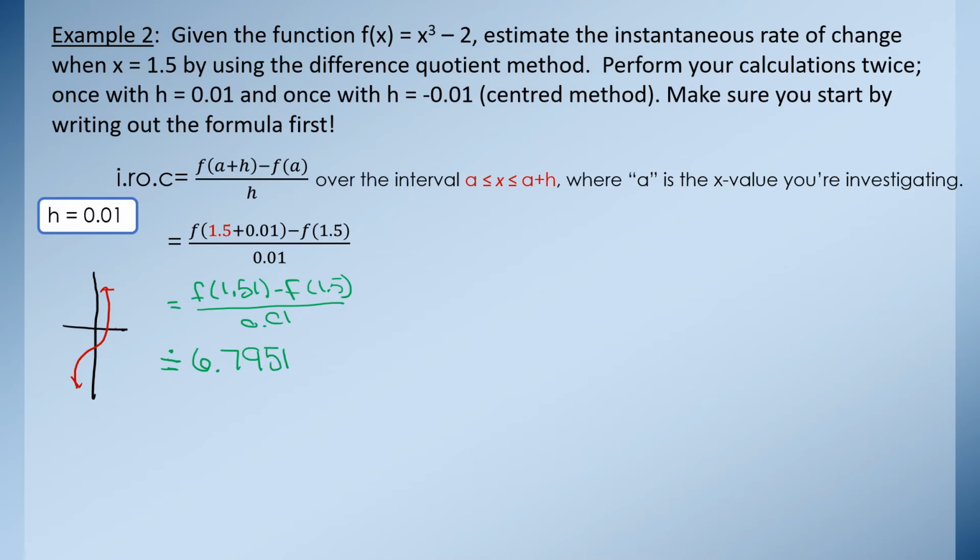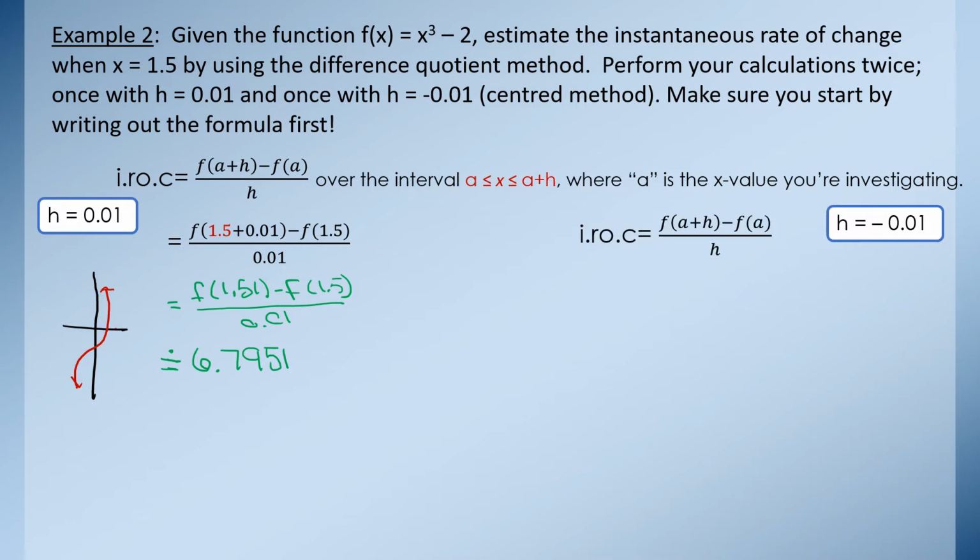I want to figure out where is my graph? What is the slope of my red curve there? So just using 1.5 and just beside 1.5, I get the slope to be 6.7951. So let's try it again, but we're going to go on the other side. We're going to use h equals negative 0.01, so we're going to go on the other side.